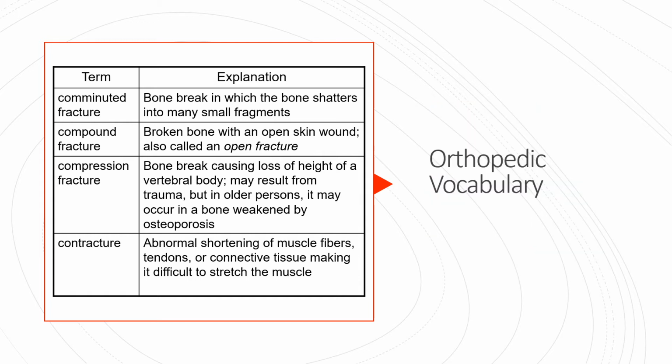A compression fracture is a bone break causing a loss of height of a vertebral body. So it may result from a trauma, but in older adults, it may occur in a bone weakened by osteoporosis. What we're talking about here is compression of the spinal cord. Contracture is the abnormal shortening of muscle fibers, tendons, or connective tissue, making it difficult to stretch muscle.